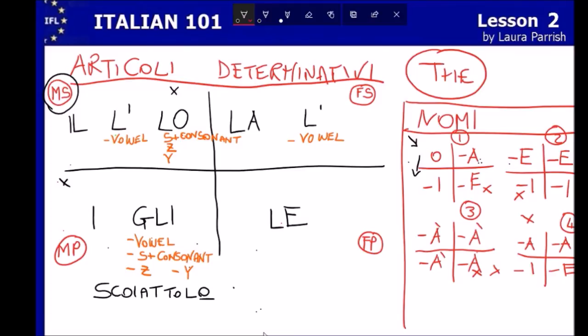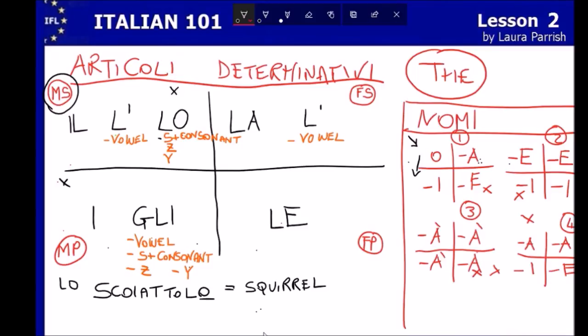Okay, and then you start with the first. You say, does this word start with S plus consonant? Yes, you got it. The right article is lo. Lo scoiattolo. And you are wondering what that means. It means squirrel. That's what scoiattolo means.